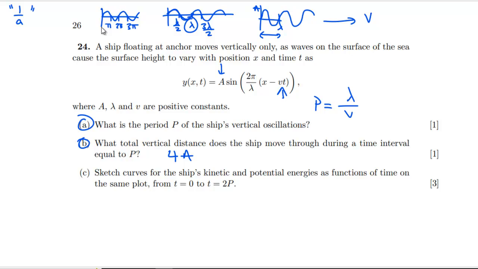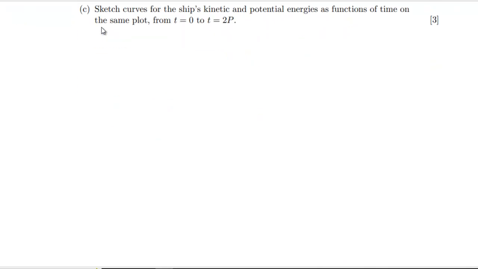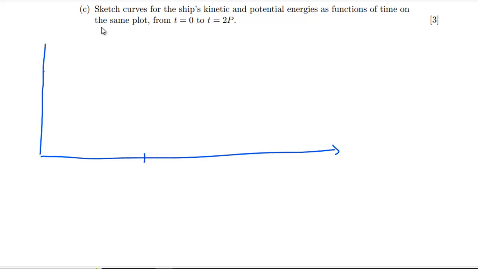Right, part C. Looks like the meat of the question here for 3 marks. Sketch curves for the ship's kinetic and potential energies as functions of time on the same plot from t is 0 to 2P. Right, okay, so let's draw this out and just have positive energies. So we'll make that P, we'll make that 2P. This is going to be our energy, that is going to be our time.